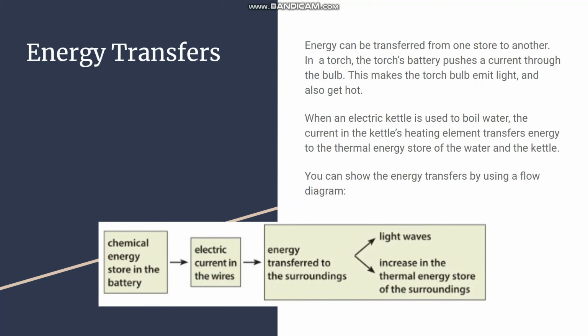The flow diagram shows a chemical energy store in a battery, then the electric current in the wires, and then energy transferred to the surroundings, which is distributed to light waves and an increase in the thermal energy stores of the surroundings.